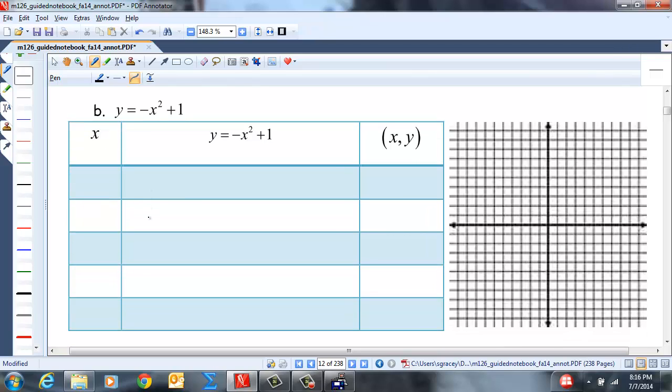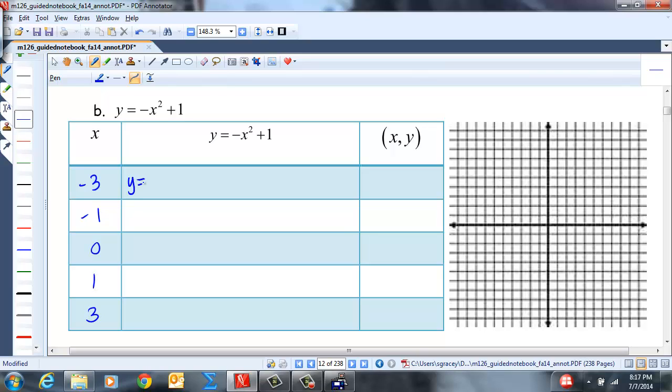This one you go about the same way. You pick what values you want to plug in. Why don't you go ahead and pause the video and see how you do. Okay, let's see how you did. I was thinking of plugging in negative 3, negative 1, 0, 1, and 3.